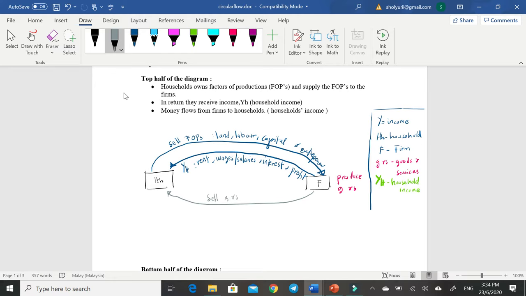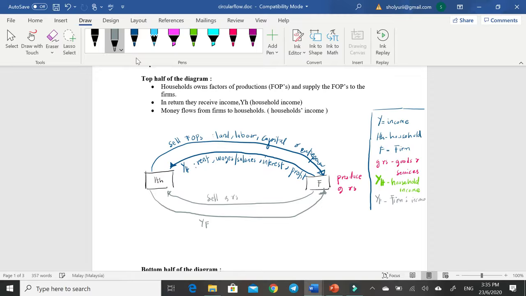What will household do? Household will pay for the goods and services lah. The payment from the household to the firm, anak panah keluar daripada household going to the firm, ini akan menjadi YF. Y is income, F is firm. So YF means firm's income, pendapatan firms lah pula.